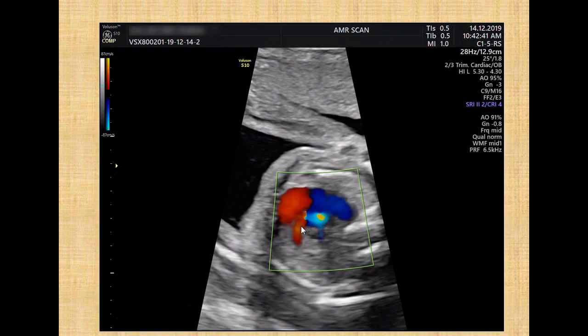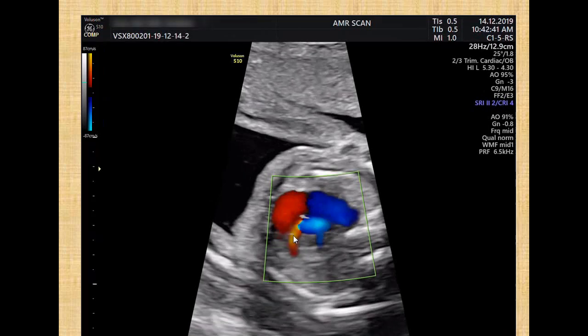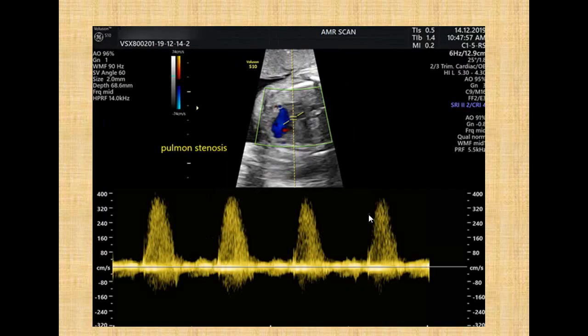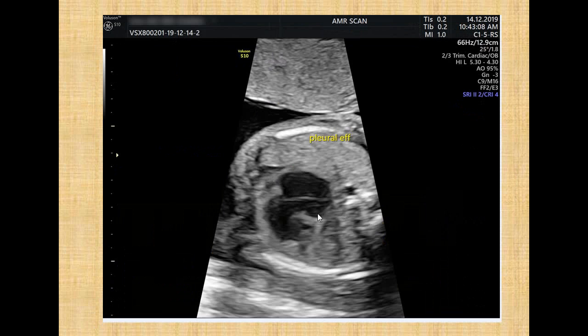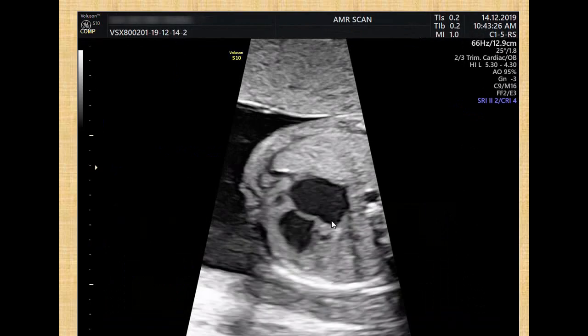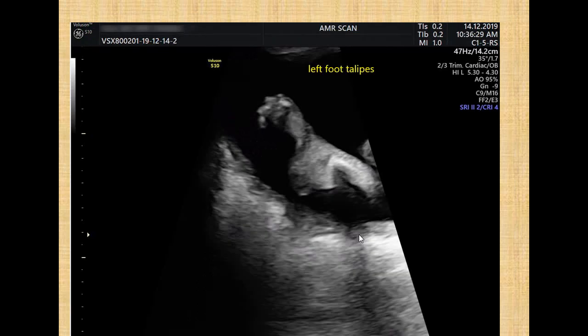You will notice here aliasing of color denoting increased flow velocity at the pulmonary artery, with a pulmonary velocity in excess of 320 centimeters per second, and a mild pleural effusion right here in this image. The common atrium with the two right atrial appendages, the atretic mitral valve and the VSD, and the aorta to the right of the spine. And here is an associated anomaly, which is left clubfoot.